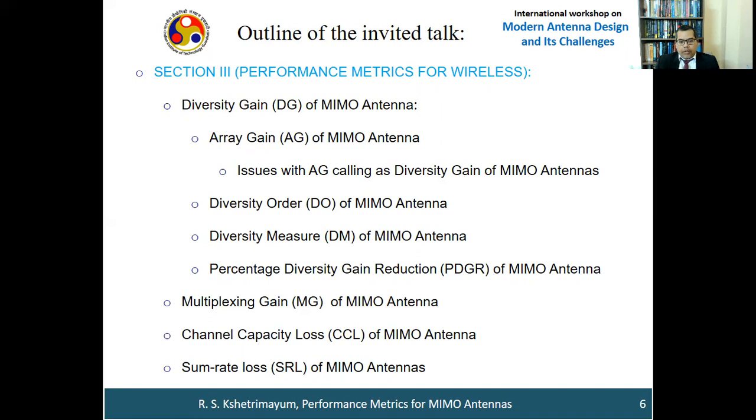Then we'll discuss the diversity order, diversity measure, and percentage diversity gain reduction of MIMO antennas. We'll also discuss the multiplexing gain of MIMO antennas, channel capacity loss, and sum rate loss. Channel capacity loss is used in single-user MIMO, and sum rate loss is used for multi-user MIMO.